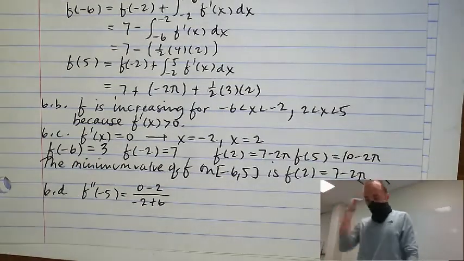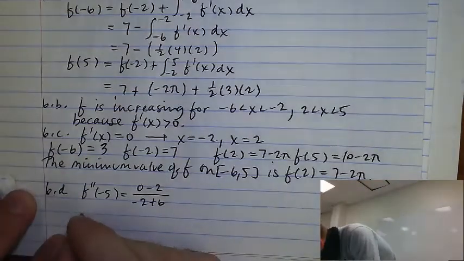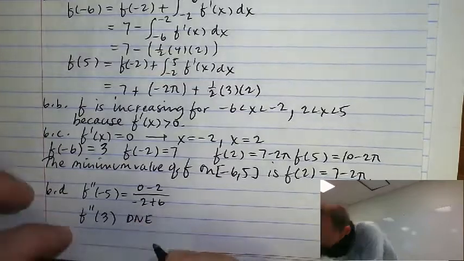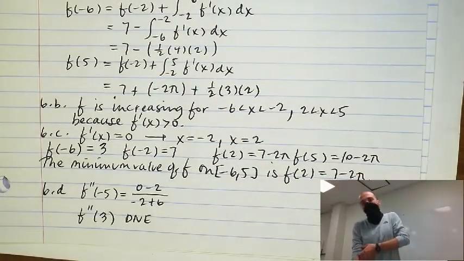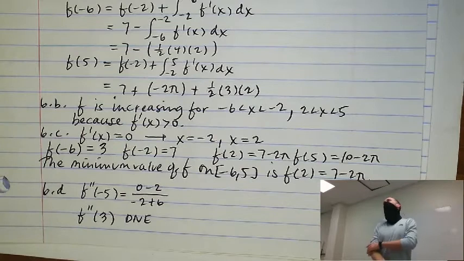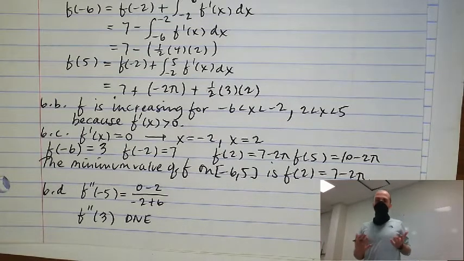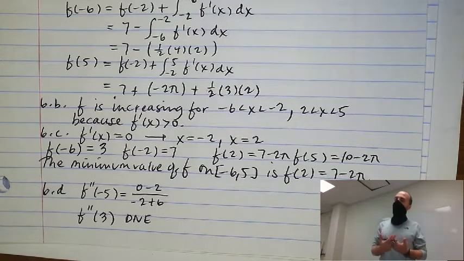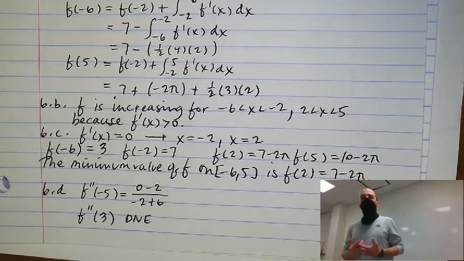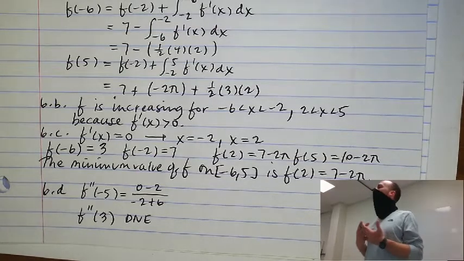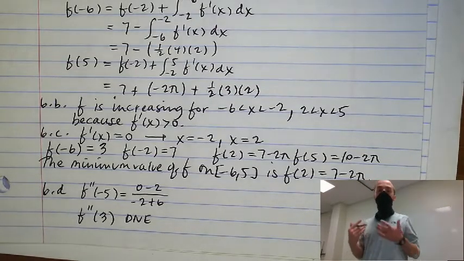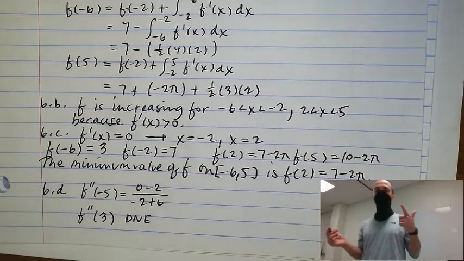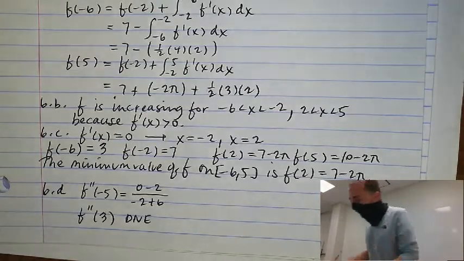Okay, but f double prime of 3 is not going to exist because of a sharp corner. Now, I think that it's interesting. I don't know. I looked at the scoring guidelines for this one. I don't know if you were allowed to say because of the sharp corner. I suspect that you would. That would be okay. If you really want to give it in terms of a mathematical reason, what you're going to want to do is talk about the limit of the slope from the left and the limit of the slope from the right, and that they're not equal.